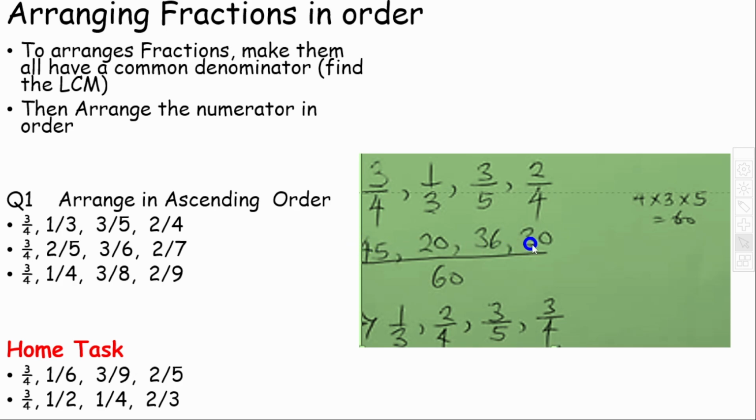Now that we have gotten all the numerators, we need to rearrange them in ascending order. Which one is the smallest? We have to start from the smallest. 20 is the smallest, so this is the smallest fraction. We write it first: 1 all over 3, comma. After 20, the next one is 30. That is 2 all over 4. We write it down, comma. Then the next one is 36, that's 3 all over 5. Then the last one, which is 3 all over 4. So we are able to arrange it in ascending order.